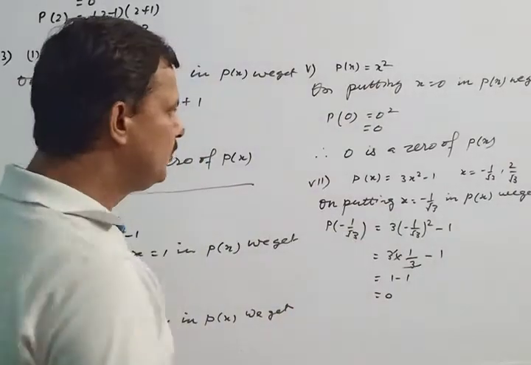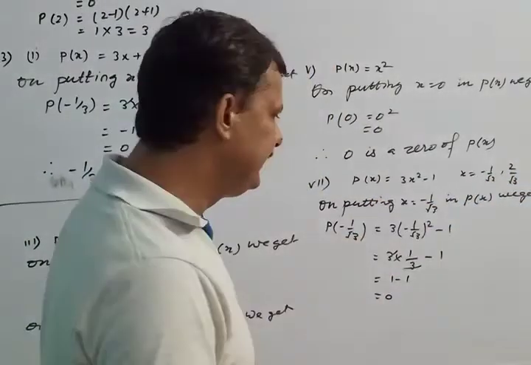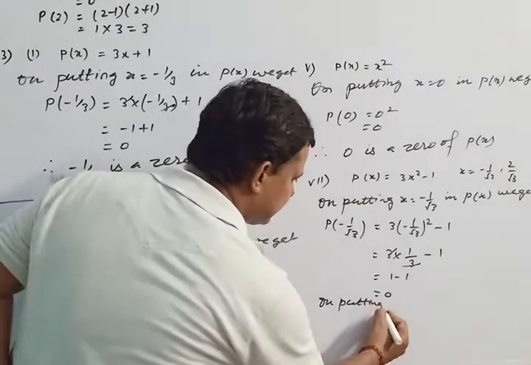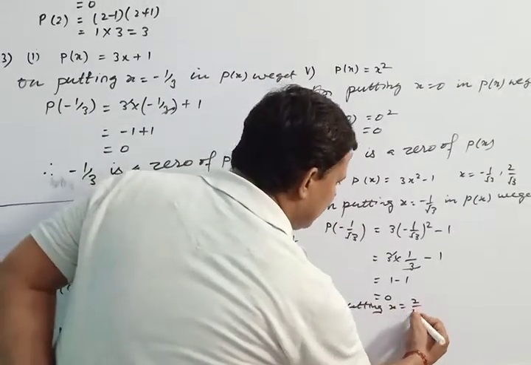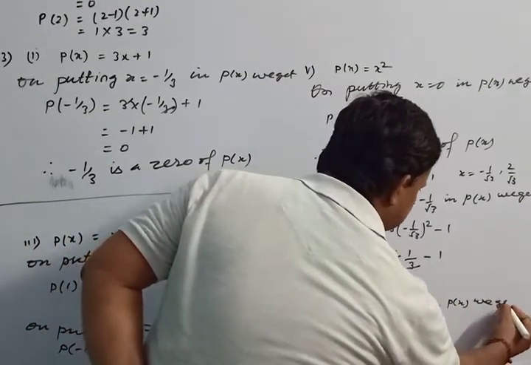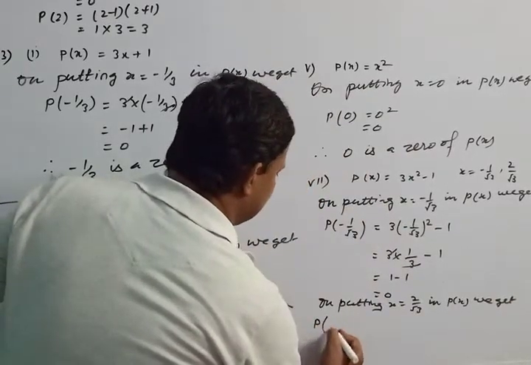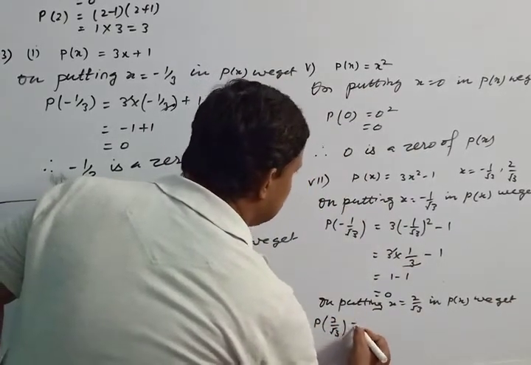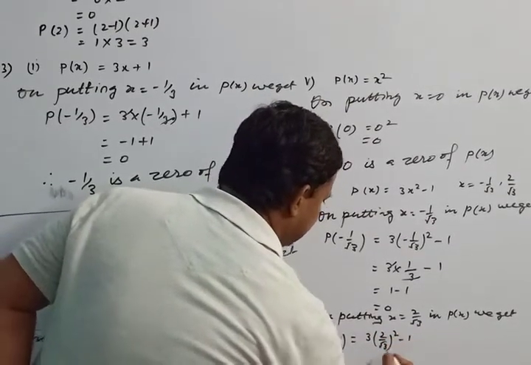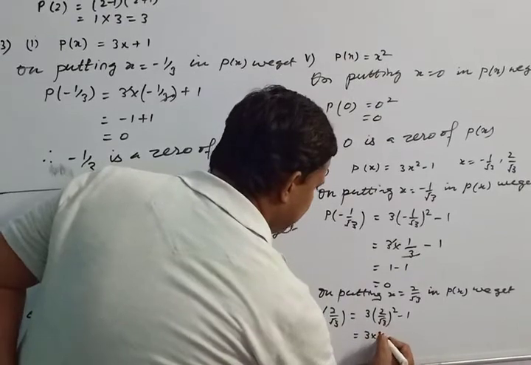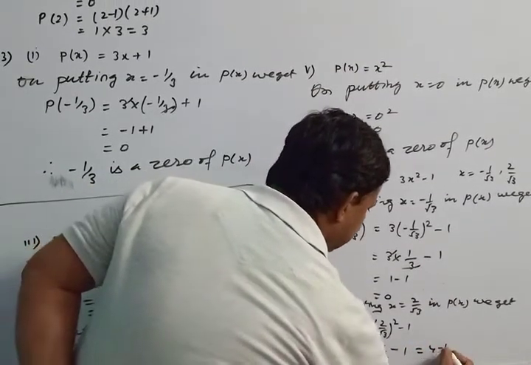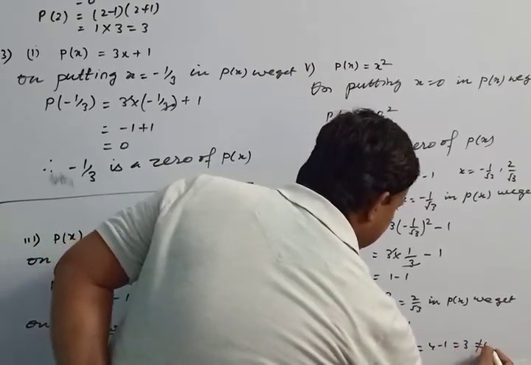Next we are going to put x is equal to 2 by root 3 in the same polynomial. So on putting x is equal to 2 by root 3 in p(x), we get p(2 by root 3) is equal to 3 into (2 by root 3) square minus 1. It means 2 square is 4 and this becomes 3 minus 1. It will be 4 minus 1 is equal to 3 and it is not equal to 0.